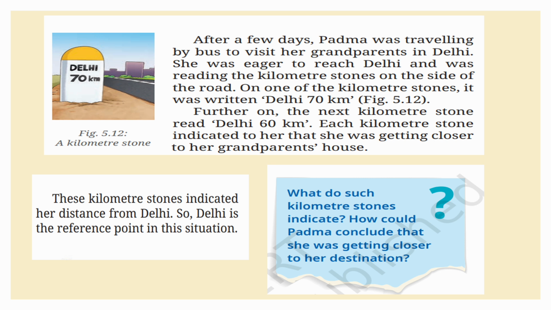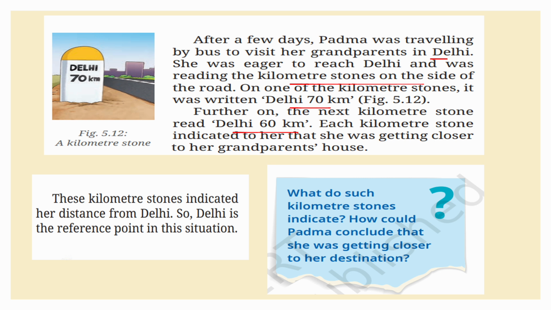After a few days, Padma was traveling by bus to visit her grandparents in Delhi. She was eager to reach Delhi and was reading the kilometer stones on the side of the road. On one of the kilometer stones, it was written Delhi 70 kilometer. Further on, the next kilometer stone read Delhi 60 kilometer. Each kilometer stone indicated to her that she was getting closer to her grandparents' house.